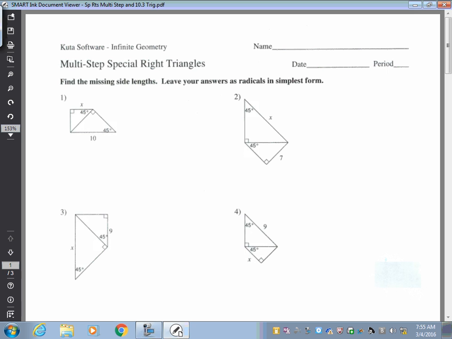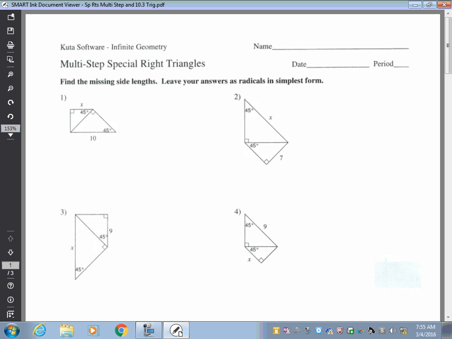I know the board is getting dim, but you got the next packet, which is going to be part of your homework check. It's the multi-step special right triangles, and you have some trig, the 10.3 trig ratios on the second page. Because you have multi-step, we're going to look at more than one triangle to solve. So I'm going to go through a couple of them. Please use this video to help you understand how to set up the problem and find the missing variable.